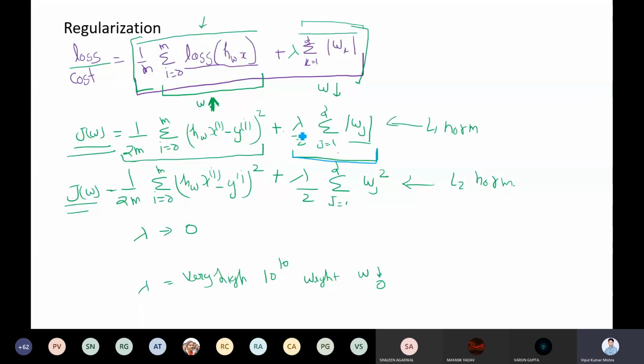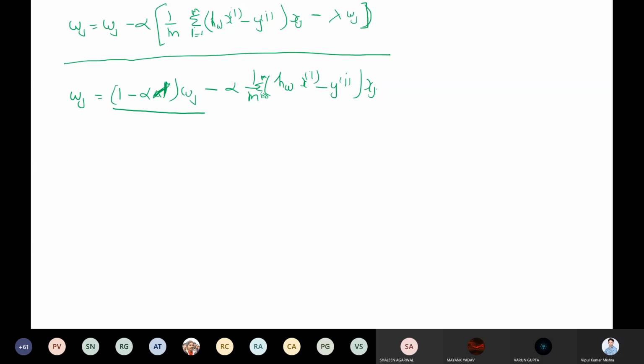So once the lambda value is high, it means more focus of your gradient descent or learning algorithm goes towards this second part, and it will be minimum when weights are 0. So it will try to reduce the weight values. Getting it? Yes sir. Clear? Yes sir.